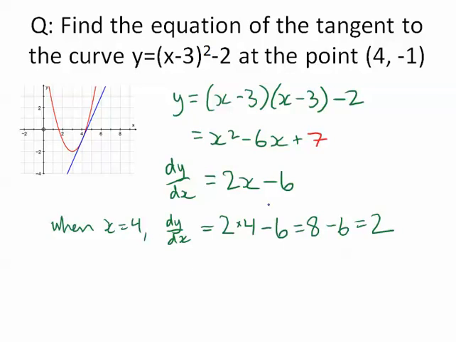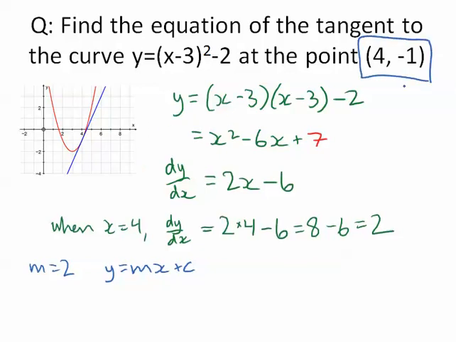If the gradient is 2, then we can write that m equals 2 in the equation of a straight line. All straight lines can be written like y equals mx plus c. And we know that the m value is 2. And we also know one point that it has to go through, because it has to go through this point here. So we have an x value, a y value, and an m value. Now we can use all of that to calculate what c equals.